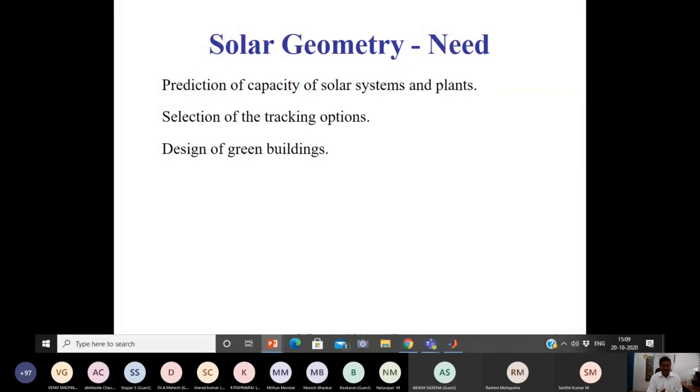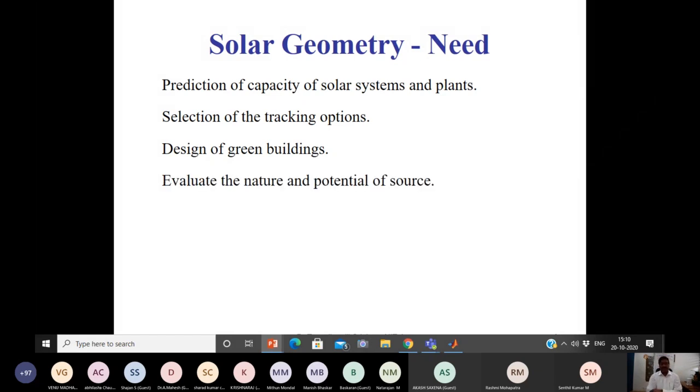And green building also, for example, there is shadow analysis. Shadow analysis is one of the topics that we are going to use in green building design, because the sun path will change from point to point and place to place. According to the sun path diagram, the green building, that is ventilation and heat losses, can be designed effectively so that the passive type of comfort conditions can be maintained in the building using solar geometry.